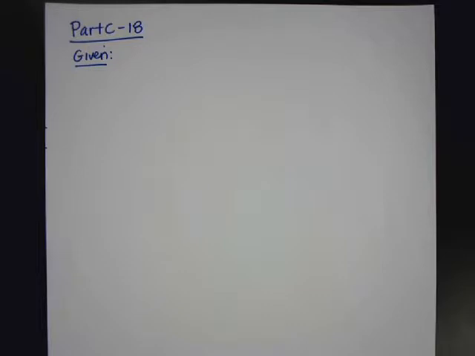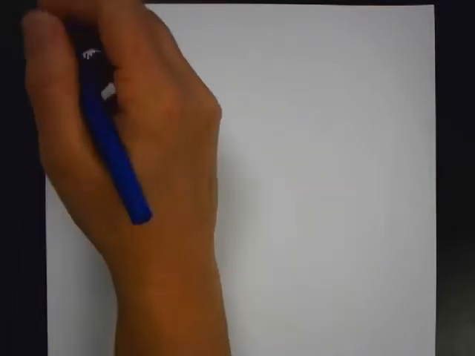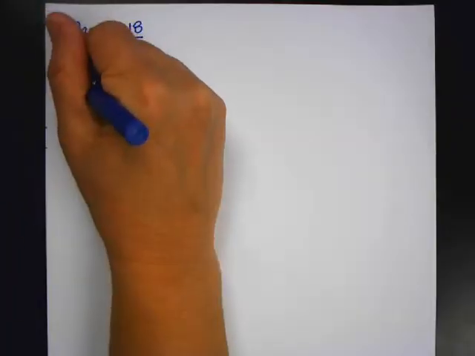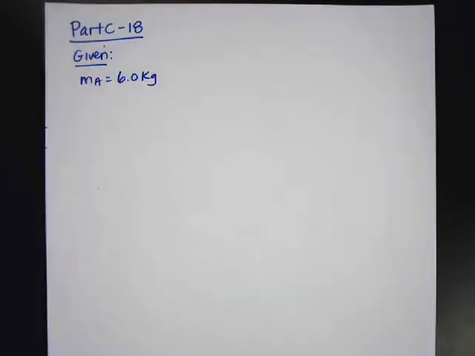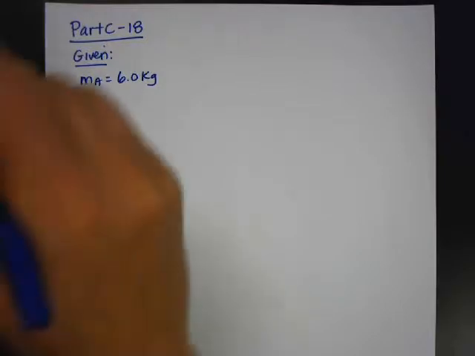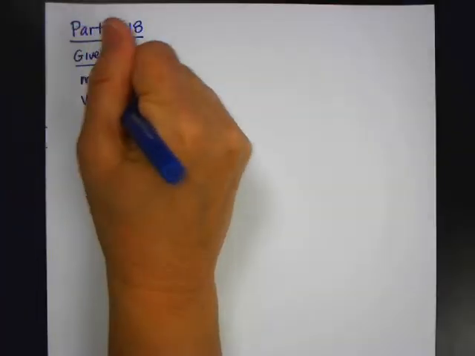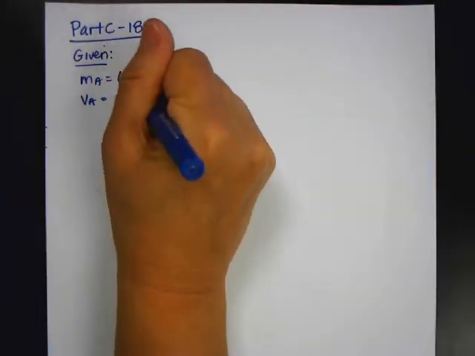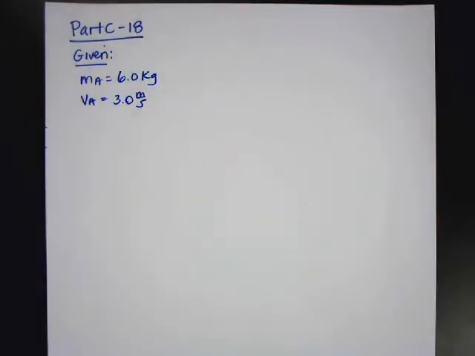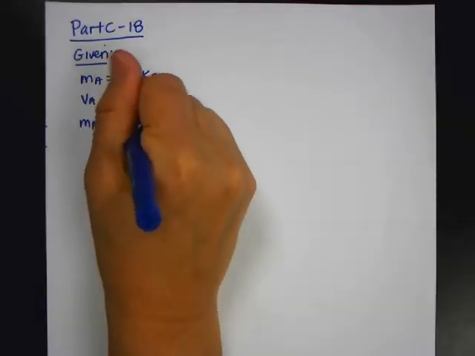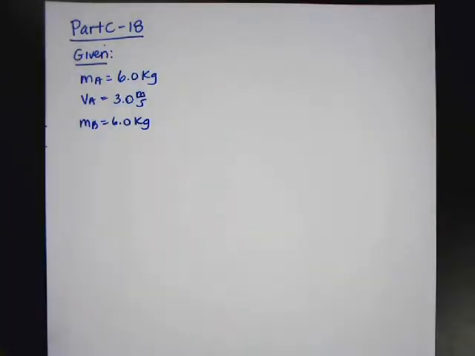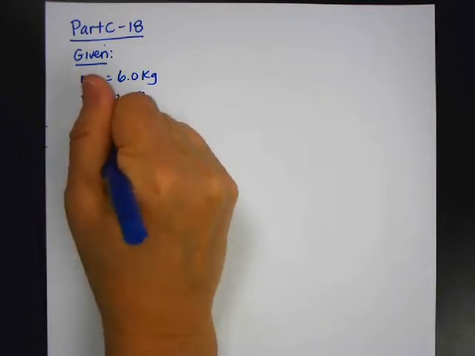So I'm going to read, so it says a 6 kilogram object, A, so that's going to be MA, is 6 kilograms, moves at a velocity of 3 meters per second. So VA is 3 meters per second. It collides with the second 6 kilogram object, so MB is 6 kilograms, at rest. So VB is equal to 0.